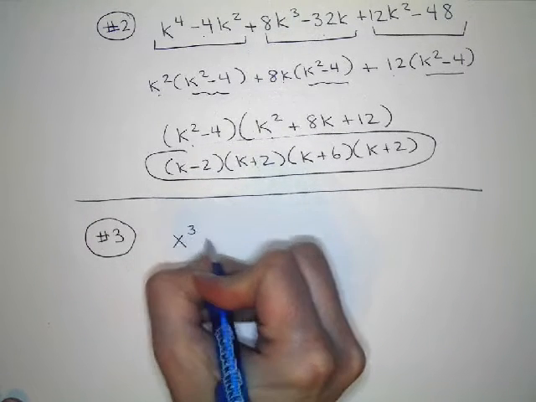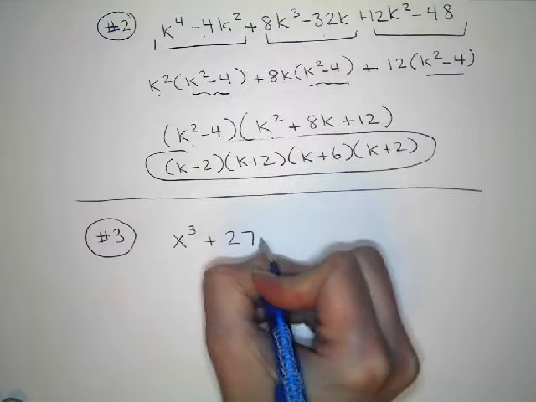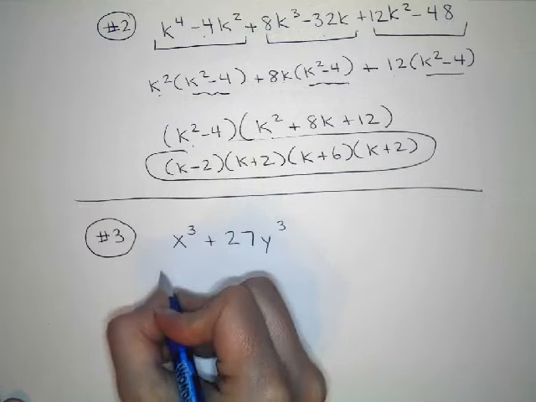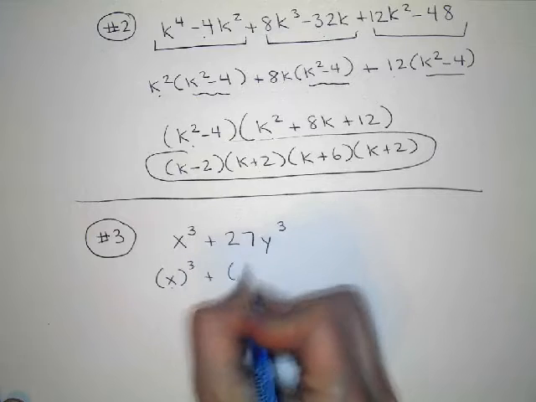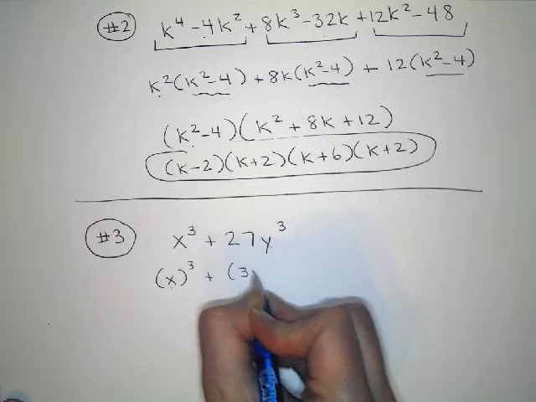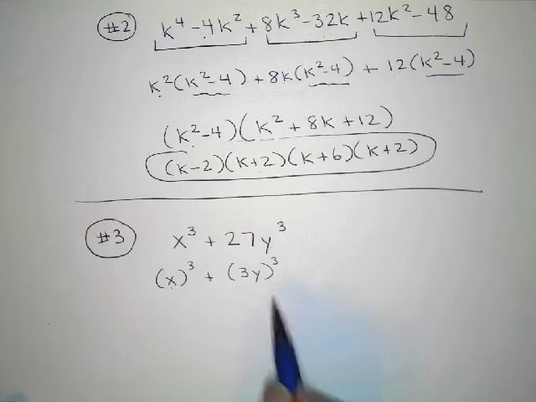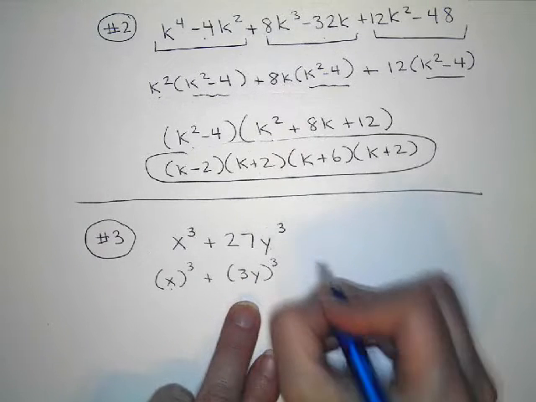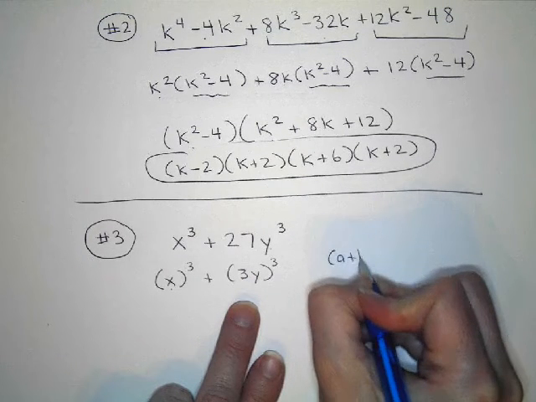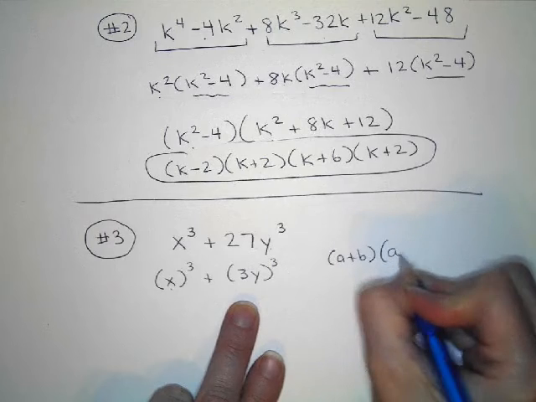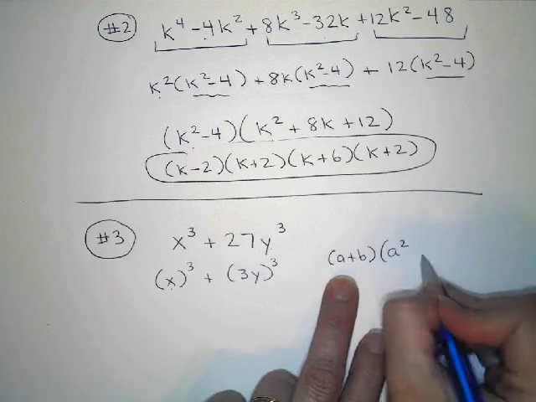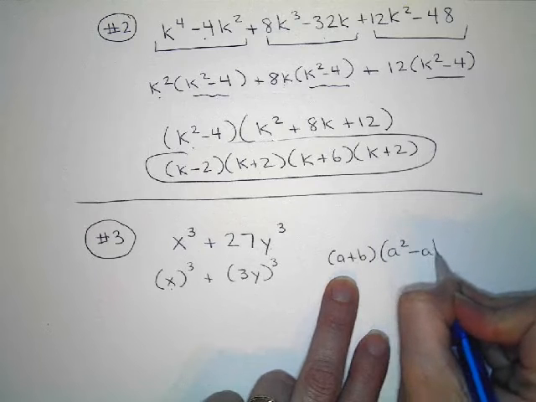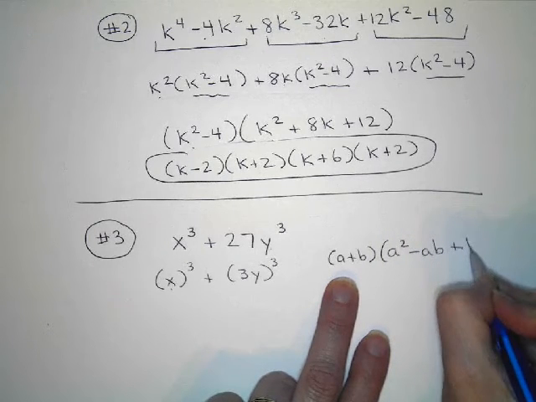x cubed plus 27y cubed. Now remember, we did x. What was that thing that was cubed? It would be 3y quantity cubed. That cubed out here will cube the 3 as well as the y. And then there was this adorable formula, a plus b times a squared, and we do opposites here. So we do the opposite sign, ab plus b squared.